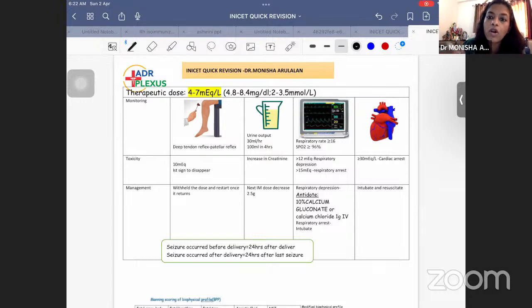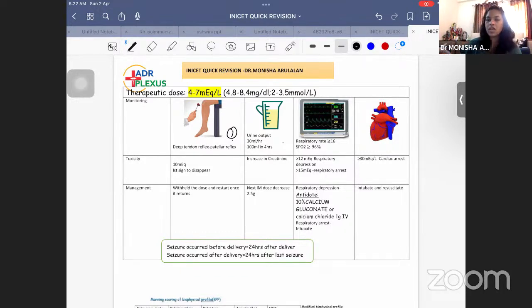So read what is asked. Don't jump to your answer as soon as you see therapeutic dose. See whether they have asked in milligrams, millimoles or milliequivalents. Most times they will ask in milliequivalents per liter. How do you monitor? First is your deep tendon reflex. Next is your urine output, at least 30 ml per hour or 100 ml in 4 hours. Respiratory rate should be more than or equal to 16, SpO2 more than 96.